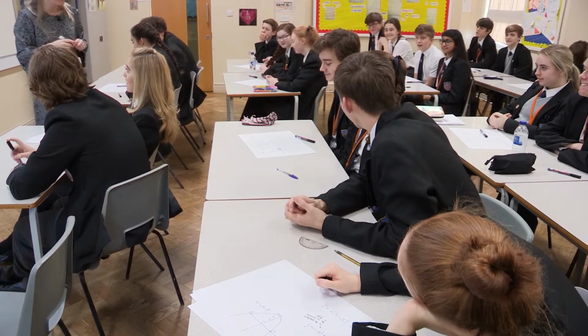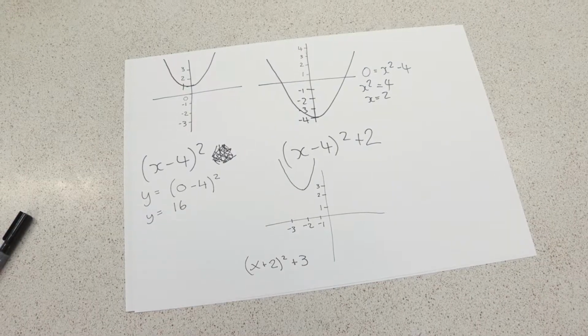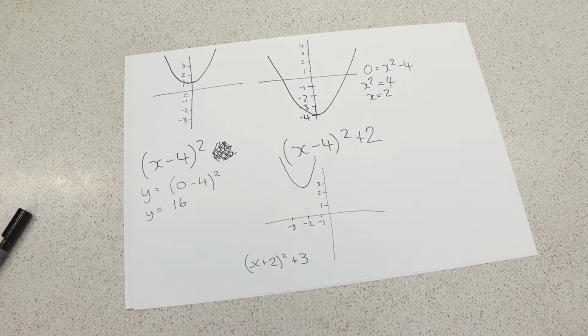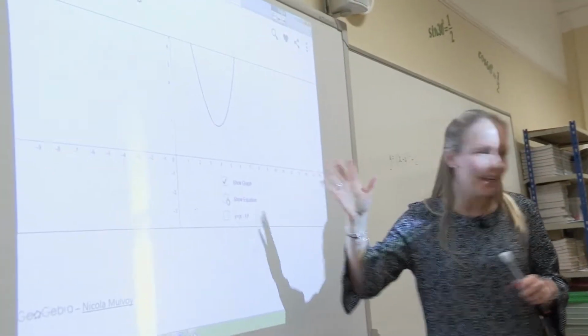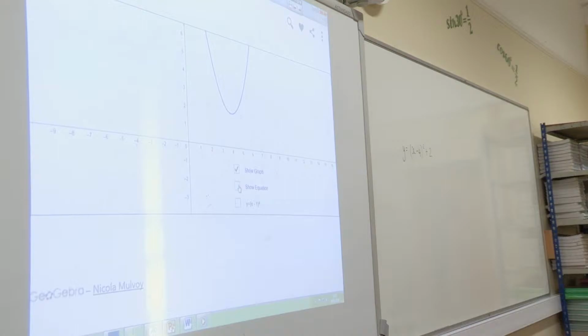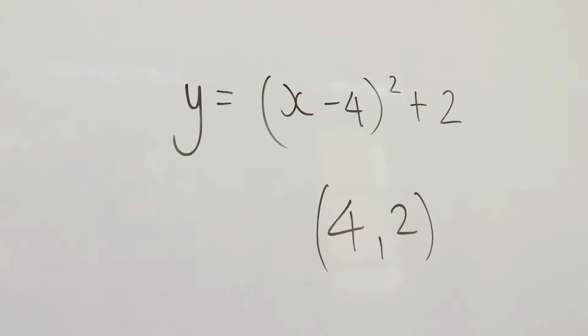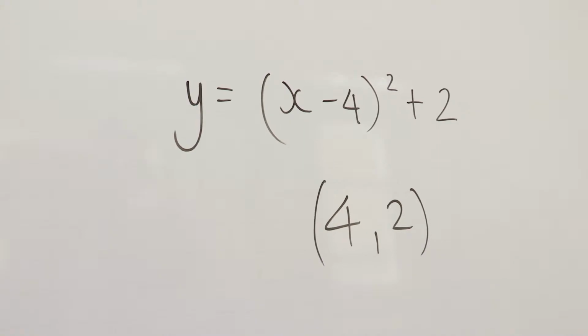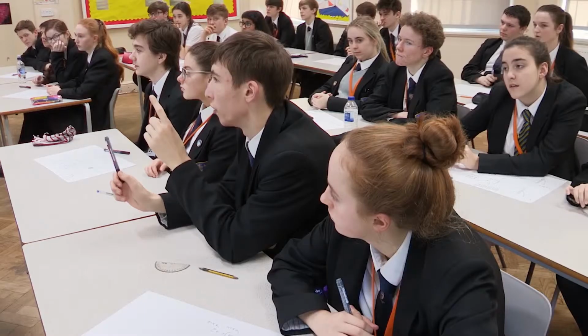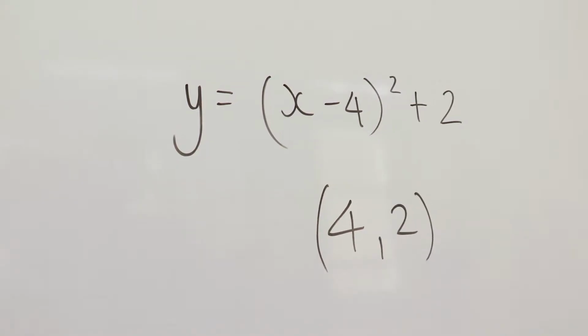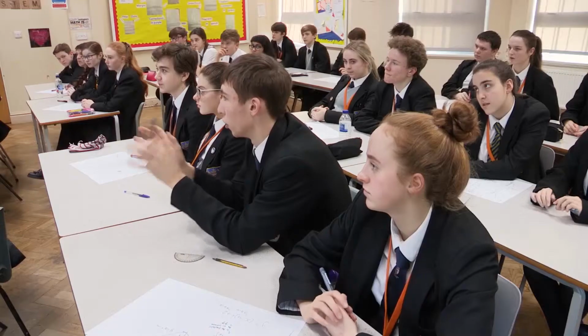Owen, what have you got, please? I got x minus 4 squared plus 2. x minus 4 all squared plus 2, excellent. How does that link to what the minimum point is, Owen, of the actual graph? It's 4, 2. How do these two relate, Alex? The y coordinate is the number outside the bracket, whereas the x coordinate is the opposite sign of the number inside the bracket.